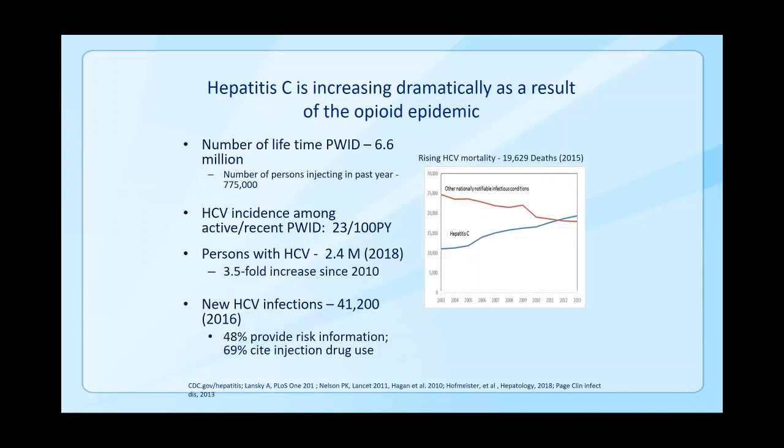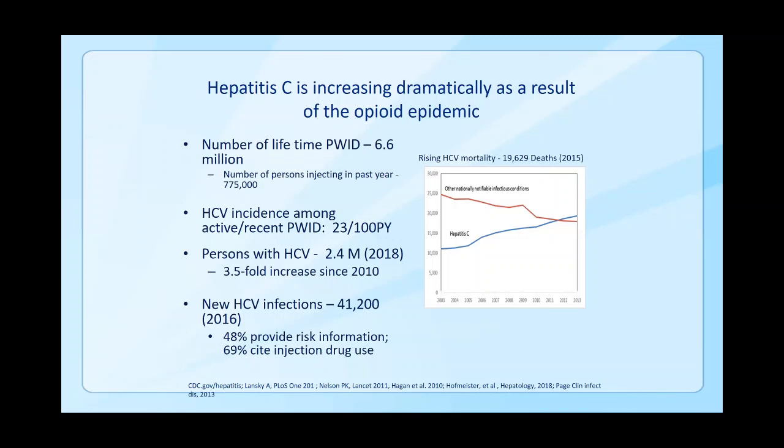Hepatitis C incidence occurs at a rate of about 23 per 100 person-years. And in 2018, CDC estimated that there were 2.4 million Americans living with hepatitis C. In 2016, there were over 41,000 new hepatitis C infections, representing a 3.5-fold increase since 2010. Only 48% of the new infections provide risk information. However, almost 70% of those that do cite injection drug use.